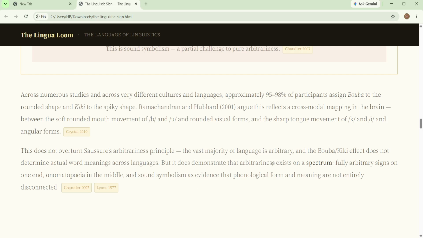The vast majority of language is arbitrary, and the bouba and kiki effect does not determine actual word meanings across languages, but it does demonstrate that arbitrariness exists on a spectrum. Fully arbitrary signs are at one end, onomatopoeia in the middle, and sound symbolism as evidence that phonological form and meaning are not entirely disconnected. While we tend to give meaning to words, how we use the sounds, like in b we say buzz. So this seems not to contradict Saussure's arbitrariness.